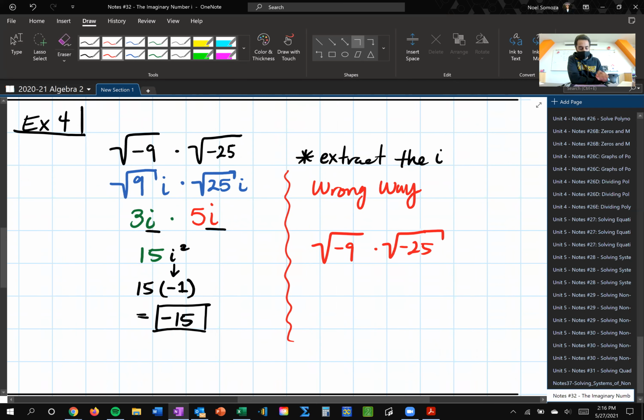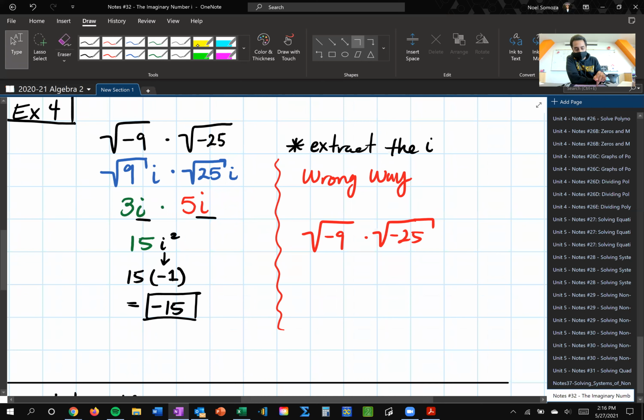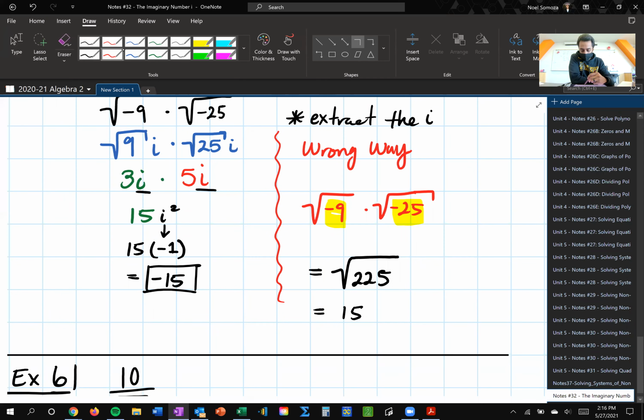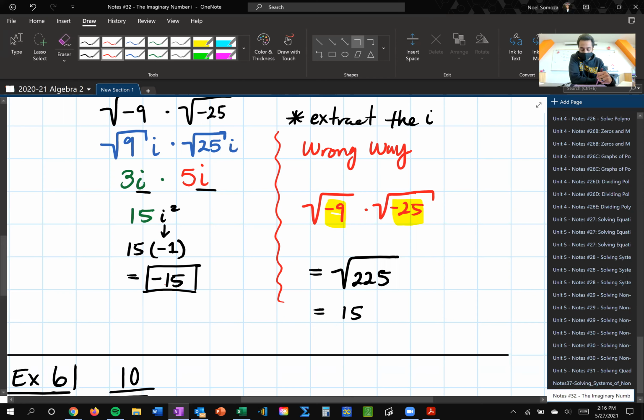A common mistake that will happen if you ever run into a problem like this is students will say, okay, I know that I can multiply what's inside of a square root times what's inside the other square root. So they multiply -9 times 25, and they get the square root of 225. And then when they take the square root of 225, they say, oh, that's 15. But that's not the correct answer, because the correct answer is actually -15, but you got +15. Where was the mistake? The mistake is that they did not extract i first. They just multiplied these two values together.